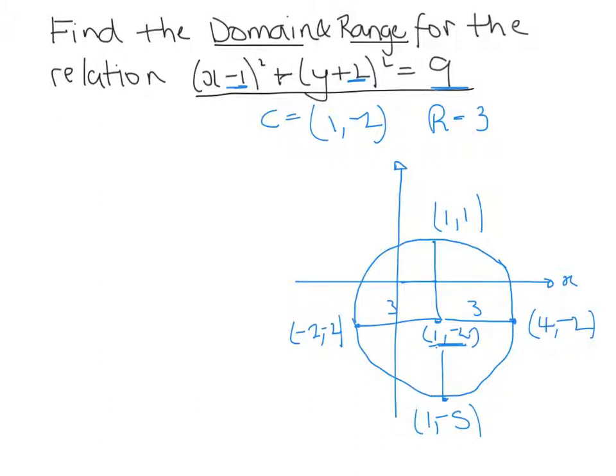Now, that helps me figure out what my domain and range will be. Now, let's see, what's the lowest x value I can have? Minus 2, and the highest x value I can have is 4. Now, what y values can I have? What's the lowest y value that I can have? Minus 5, up to the highest y value that I can have, 1. So there's the domain and range for this circle here.